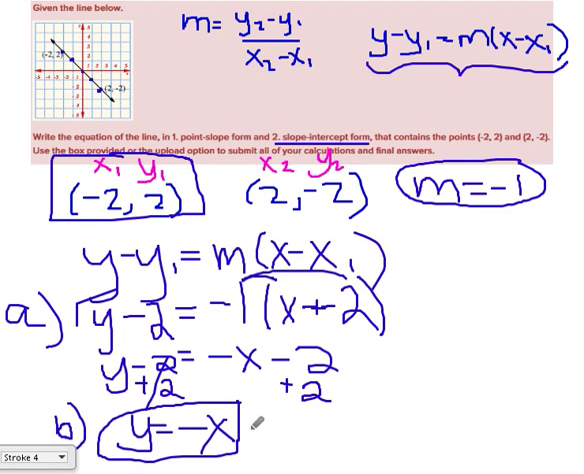And notice that it's technically -x plus 0, so that means 0 is the y-intercept, and if you look at the line, you can see that 0 really is the y-intercept, so we know that our answer looks correct.